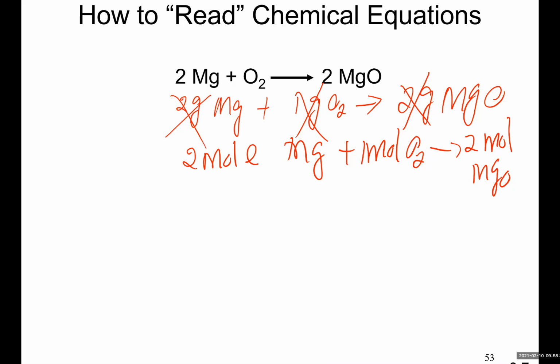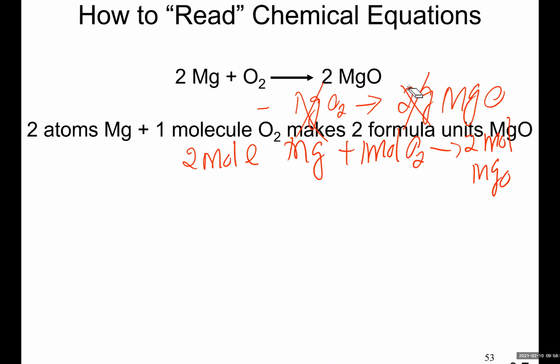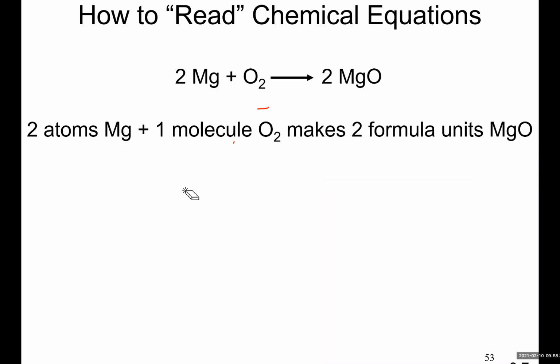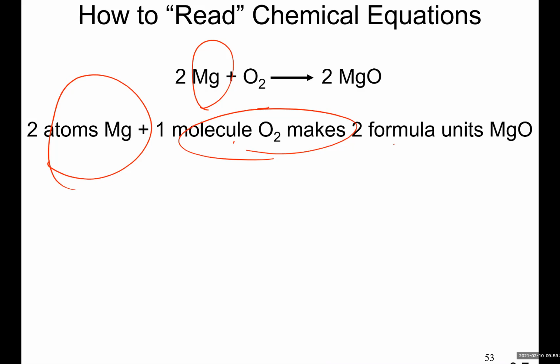If you want to convert it to grams, you can, but you have to start with moles and then convert to grams. Equations are not written in terms of grams, they are defined in terms of moles. So this is how you read this chemical equation. You can say 2 atoms of magnesium reacts with 1 molecule of oxygen to form 2 units of MgO.